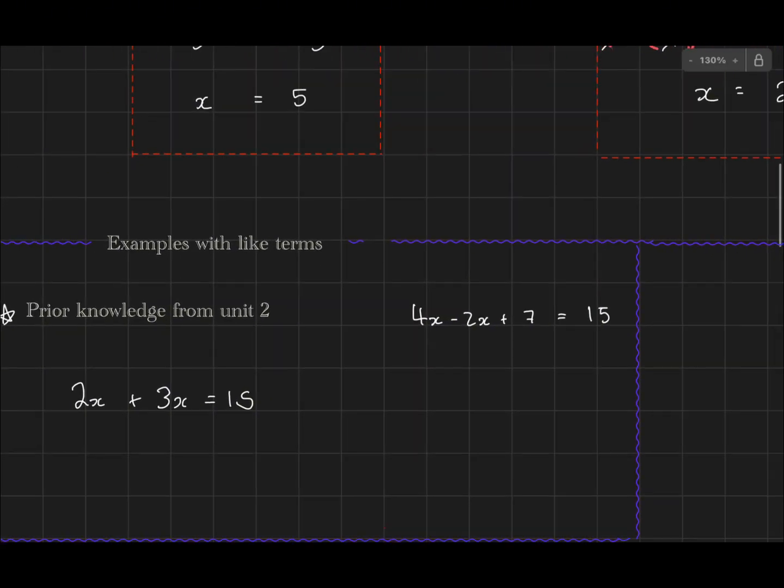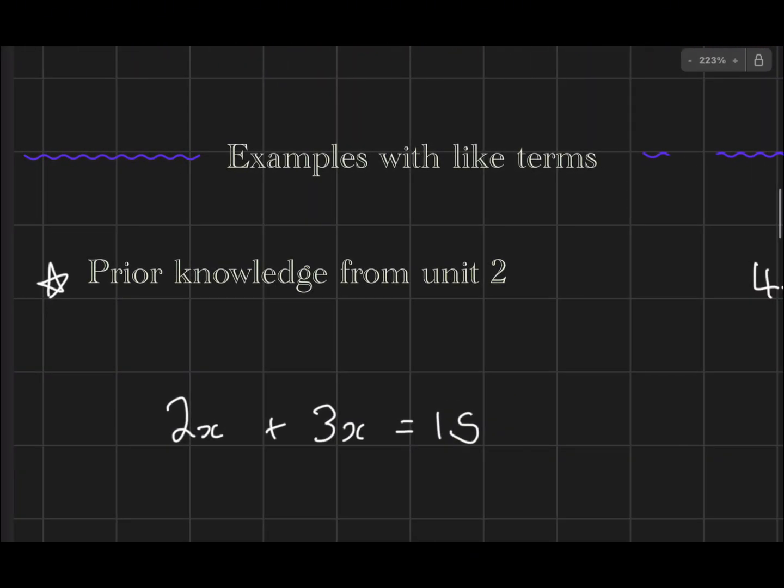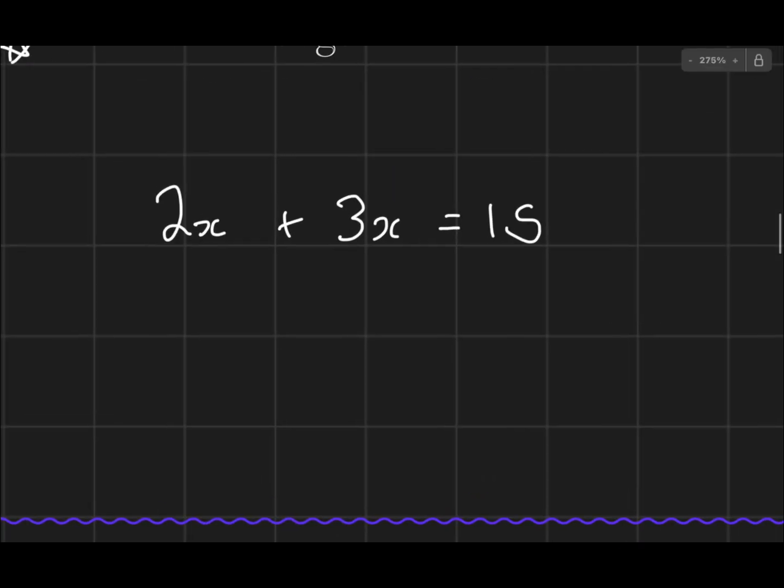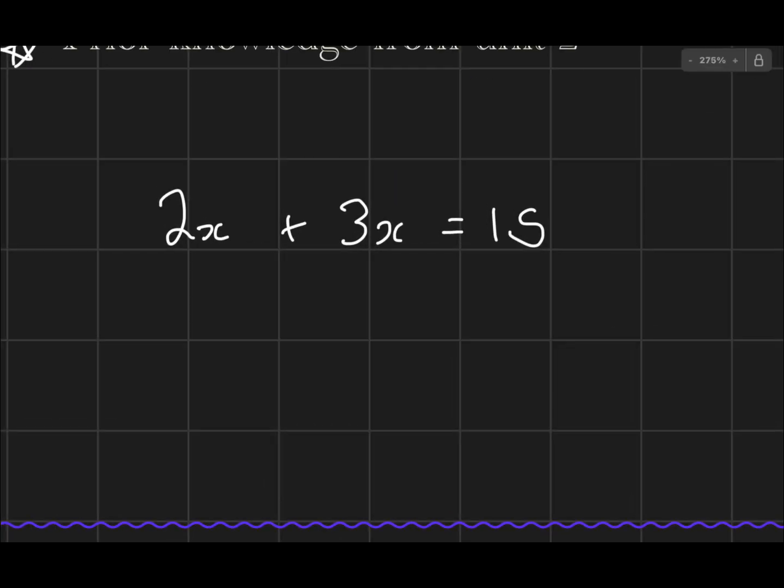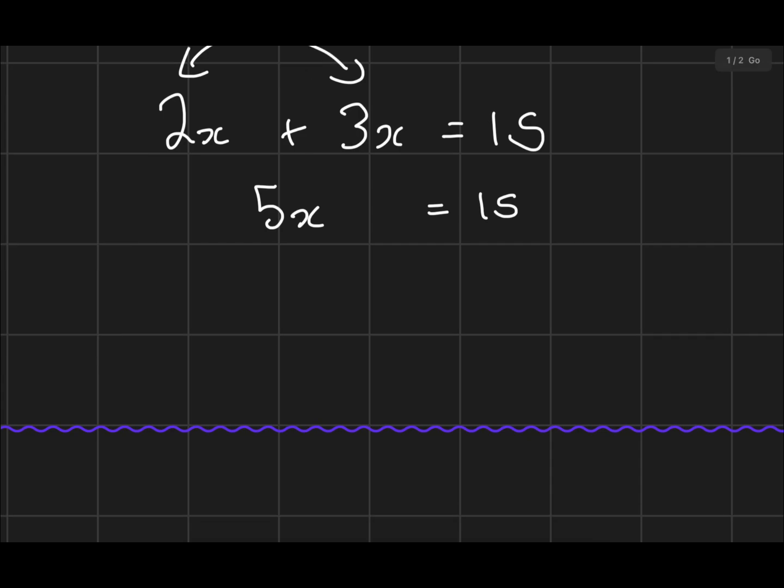Now let's move on to some more complicated ones where we have like terms. And keep in mind that this is prior knowledge from Unit 2. Let's first do this one. 2x plus 3x equals 15. We can add up these coefficients and keep the x the same. So it's 5x equals 15. And we can divide both sides by 5 to isolate for x, where x equals 3, since 15 divided by 5 equals 3.